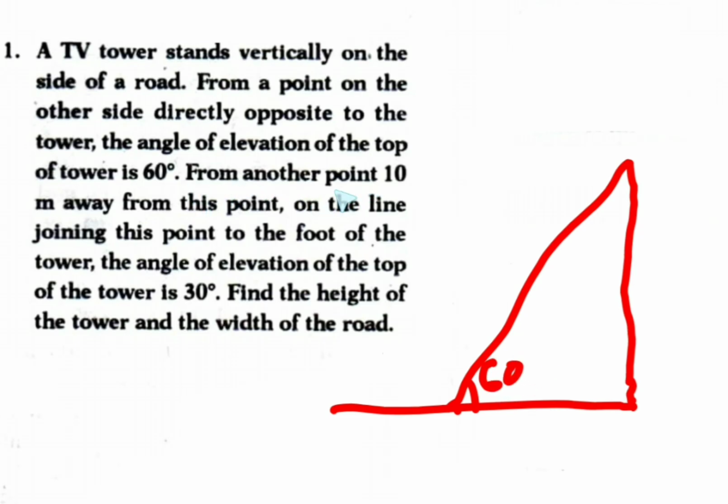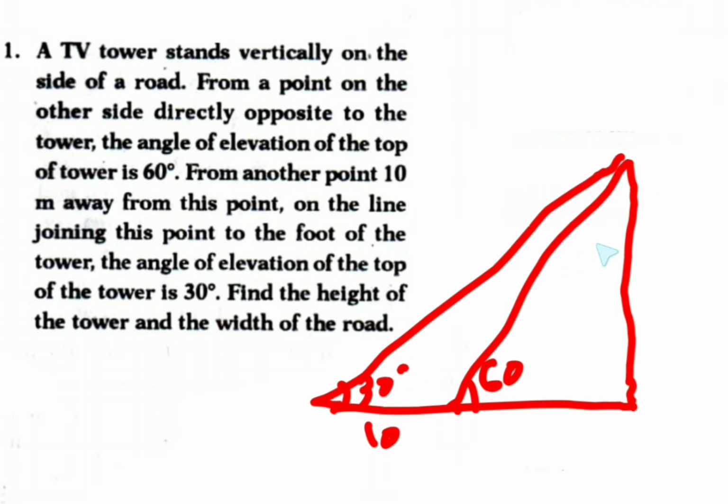And from another point 10 meters away from this point, on the line joining the point to the foot of the tower, from here on the same line we have to move 10 meters away. This is 10 meters away from this, and again it makes the angle with the tower at 30 degrees. This is 30 degrees. So we need to find this height of the tower.